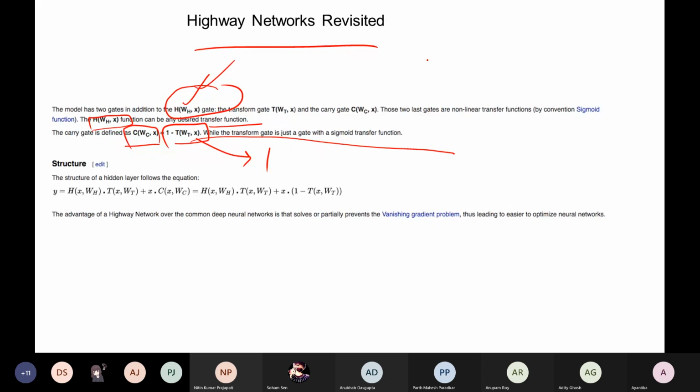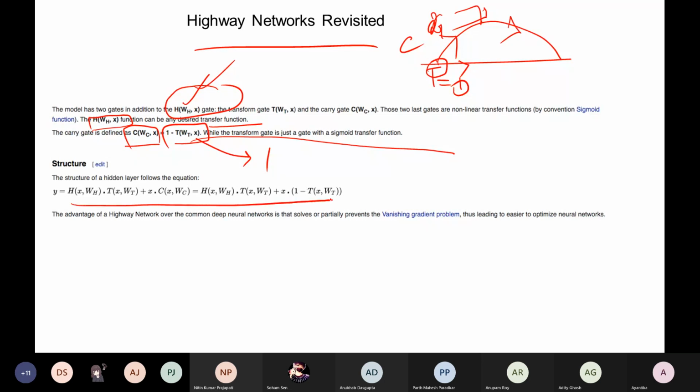It is like a highway. If the T gate is on, this path is on. If T is 0, then only this other path is on, and you are passing that through the carry gate. That means if T is equal to 0, the carry gate is 1, then this path is on, and you are applying that highway network. So this is the basic structure.